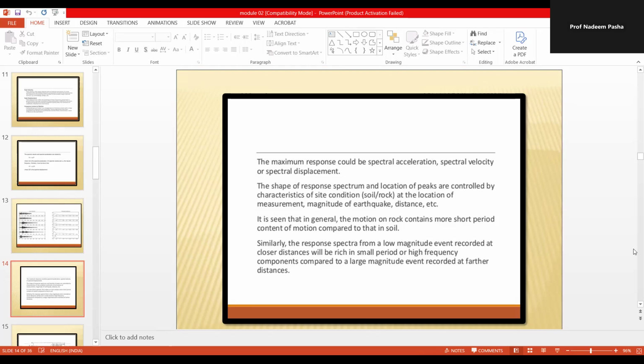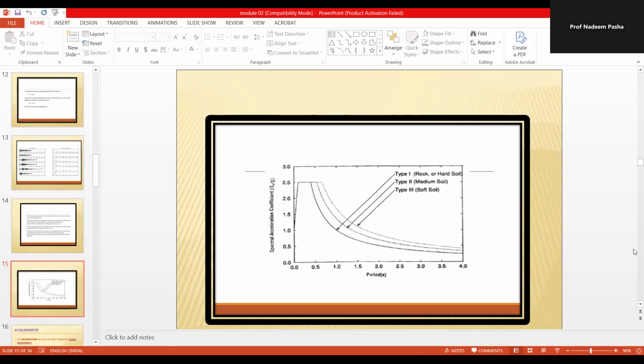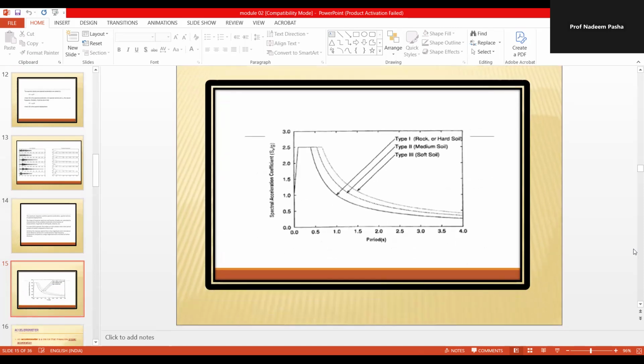It can be seen that in general, the motion of rock contains more short period content compared to that in soil. Similarly, the response spectrum for a low magnitude event recorded at closer distance will be rich in small period, high frequency content compared to a large magnitude event recorded at farther distance. This is the graph for period versus spectral acceleration.